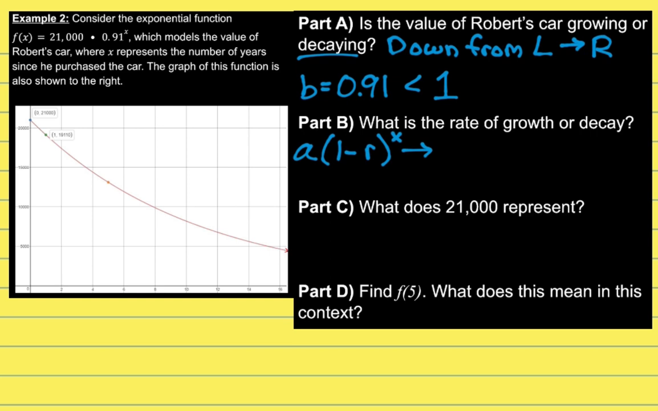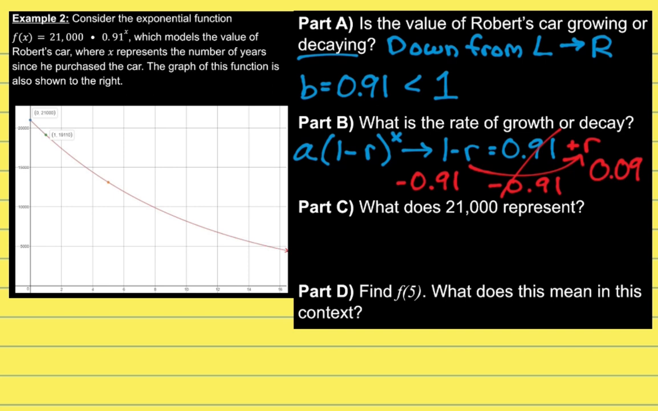Part B is very important. It's how to calculate the rate of the decay. Well, we know it comes from the 1 minus r part, which equals 0.91. To figure out what the rate r is, just move r to the other side, making it positive r, then subtract 0.91 from both sides to cancel it out. You get a rate of decay that's 0.09, which when you move the decimal 2 places to the right becomes 9%, which is the rate of decay.